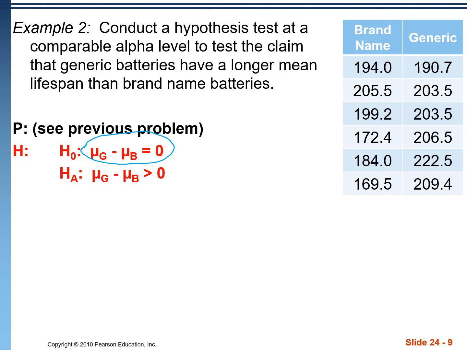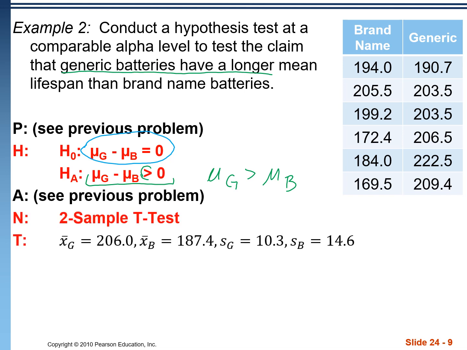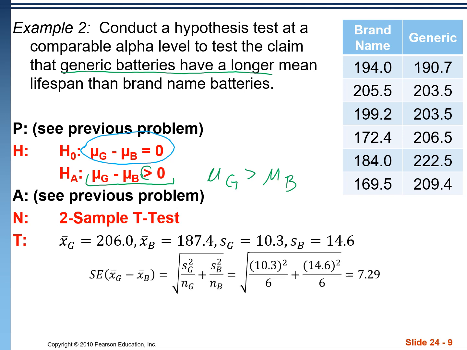The alternative comes from the text of the problem. It's saying generic batteries are better. If we wrote it like this, we would have mu G is greater than mu B. We just moved everything to one side here, so we're saying generic minus brand is greater than 0. Assumptions and conditions we already did. This is a 2-sample t-test, and we want to find a test statistic. Here are our sample statistics and our standard error.